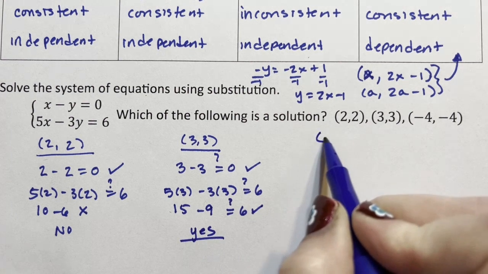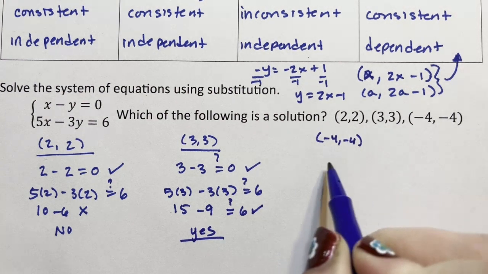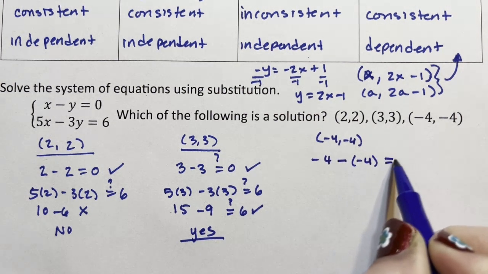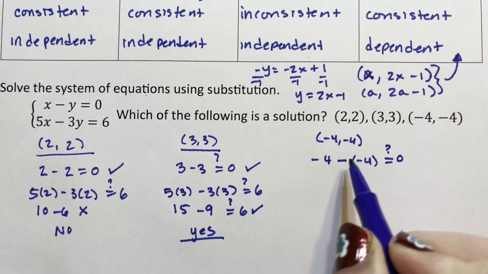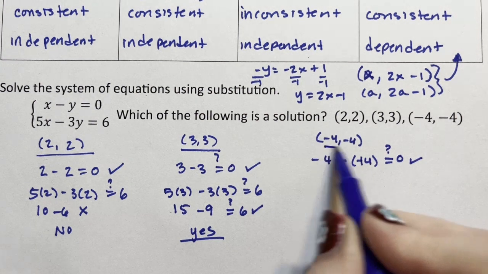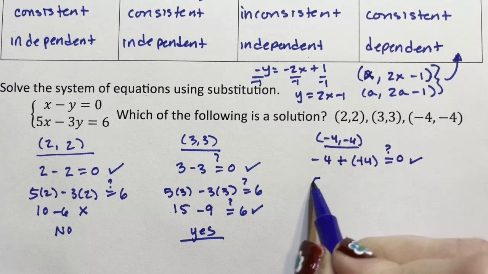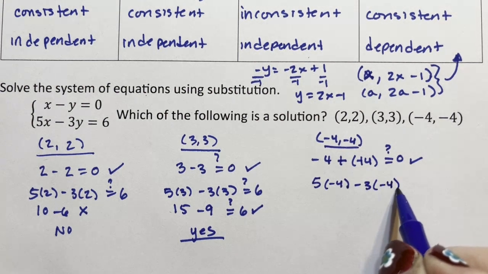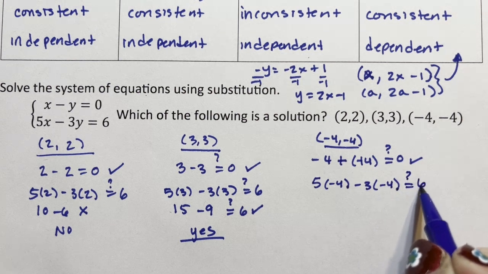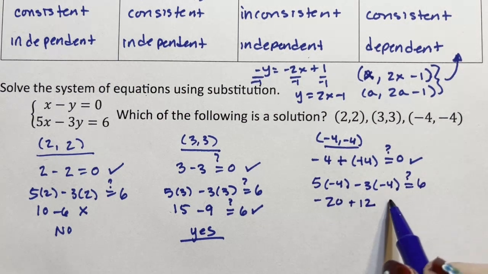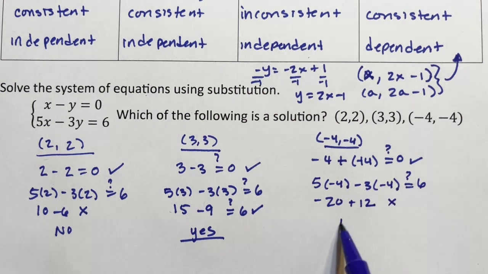What about negative 4, negative 4? Is negative 4 minus a negative 4 equal to 0? Well, minus a negative is plus a positive. Yes. But again, that's not enough. Is 5 times negative 4 minus 3 times negative 4 equal to 6? That's negative 20 plus 12. That's negative 8. So that does not work.